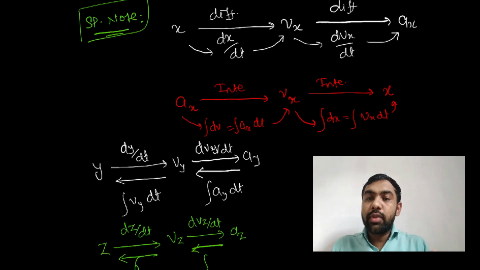If you perform the different operations with x, then you get the vx and ax. Similarly, if you perform all these operations with y, then you get the vy and ay and so on. Okay, now another special note, you again note it also.